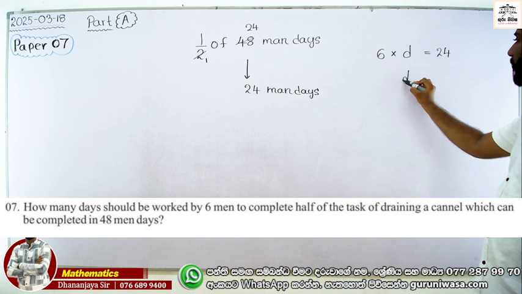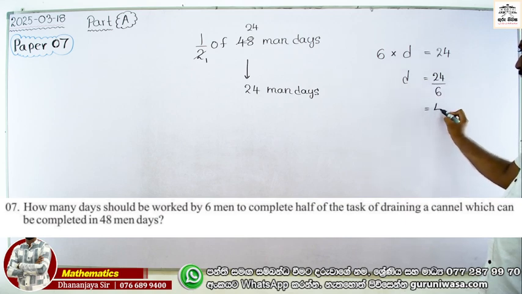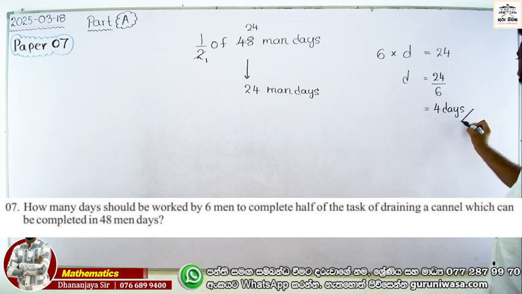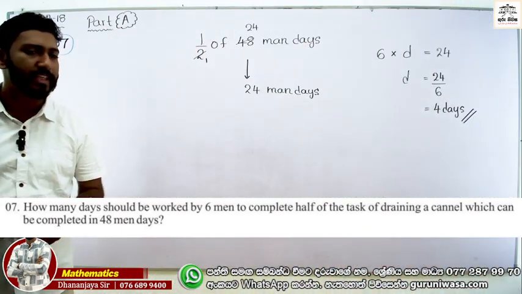Now D becomes 24 divided by 6. Now it becomes 4 days. It becomes 4 days, and this is the answer. This one's a very easy thing.